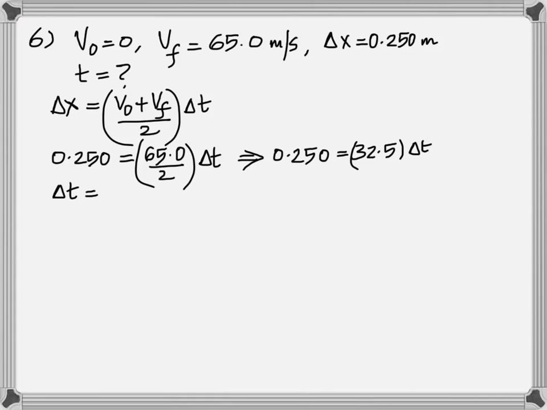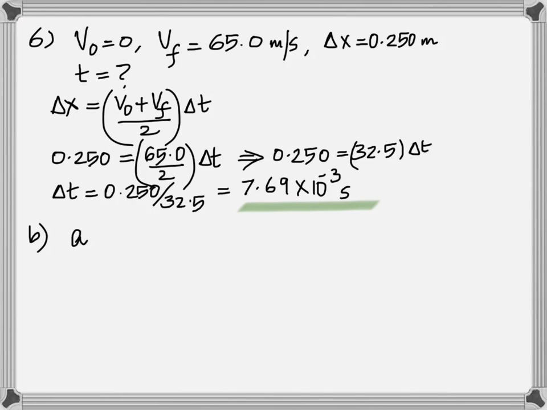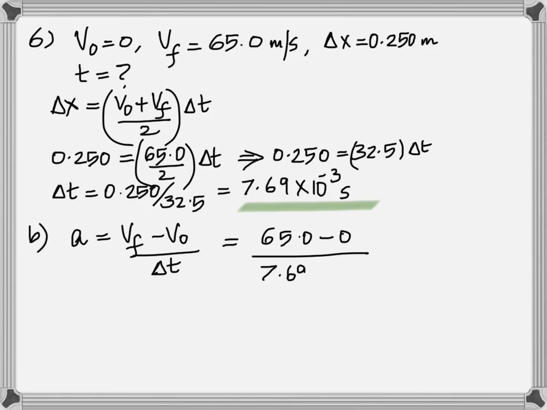And when you rearrange it, you get the time: .69 times 10 to the negative 3 seconds. And now we have to find the acceleration. So A is the subject, so obviously this is the equation. One of the equations. You could have done it another way.